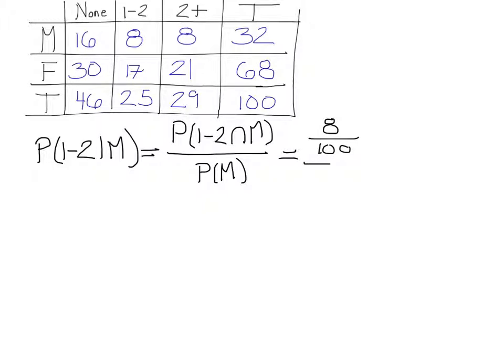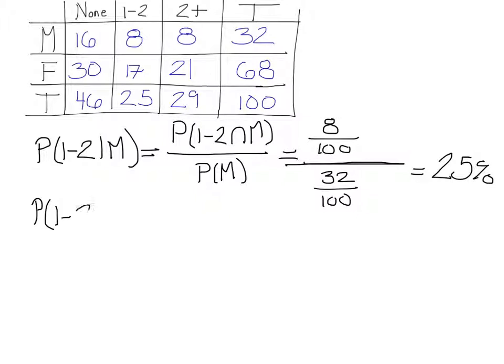So that's the numerator of our bigger fraction. And then let's think about just the probability that you're male. Well, there are 32 people that are male, so I'm going to put that in here as 32 over 100. And if I put that into my calculator, I get out 25%. So let's see if that's equal to just the probability that you have 1 to 2 years of experience.